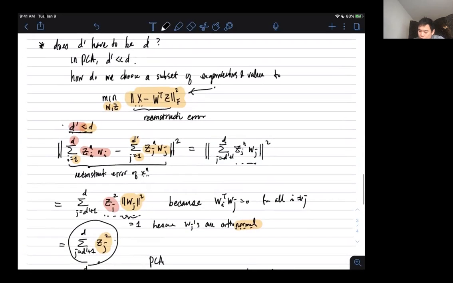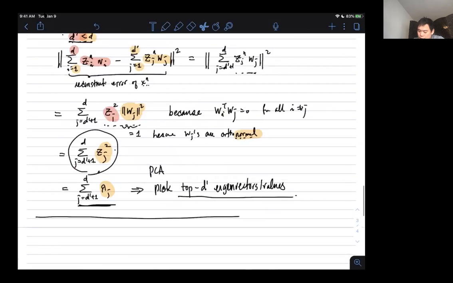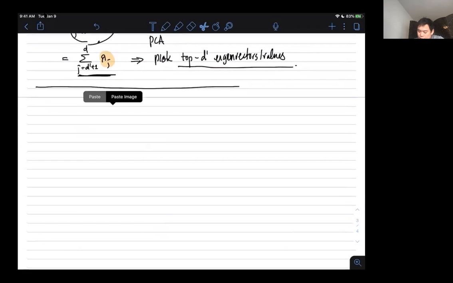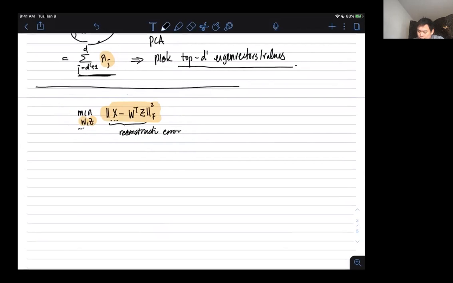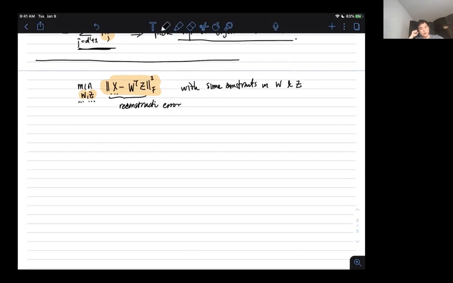Let's think about just a second possible case of matrix factorization. Because we already know that what matrix factorization solves can be thought of as solving this problem: finding W and Z, the weight matrix and code matrix, that minimize reconstruction error with some constraints on W and Z.